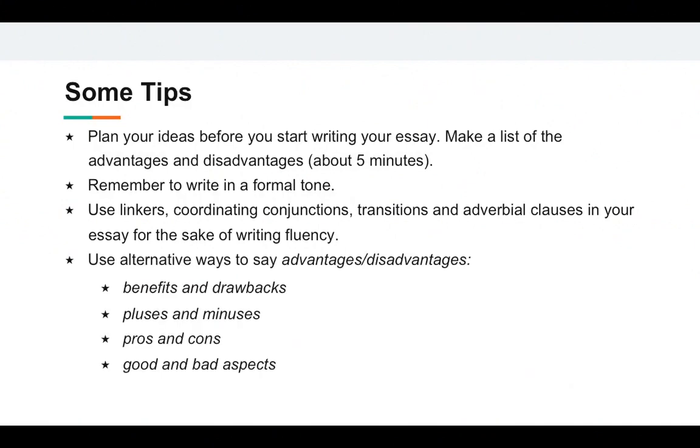And finally, you may want to use some alternative ways to say advantages and disadvantages if you do not want to repeat the same words again and again. So here are some alternative ways. These are benefits and drawbacks, pluses and minuses, pros and cons, and good and bad aspects.